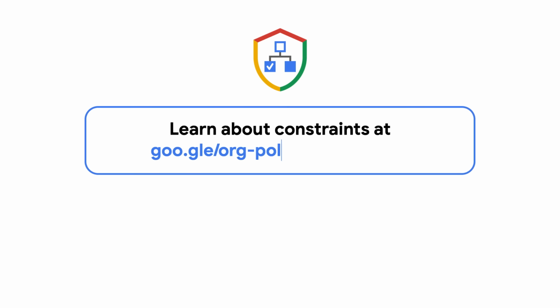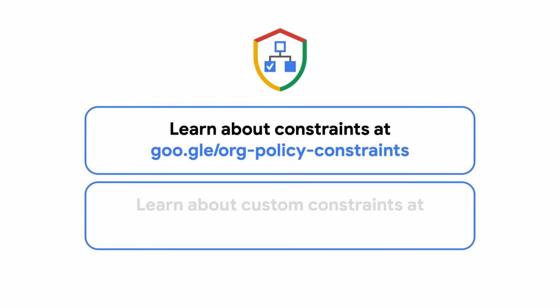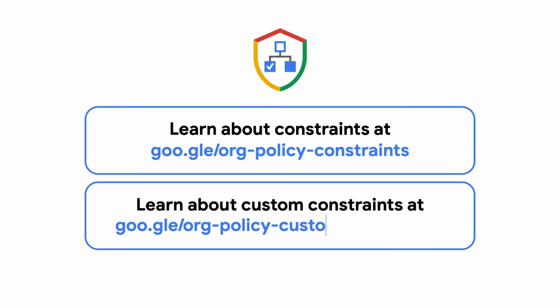In addition to the list of pre-configured constraints that GCP offers, security admins can also define custom constraints using Common Expression Language, CEL, to create and manage resource restrictions tailored to their specific use cases. For more information, see the links in the description below.